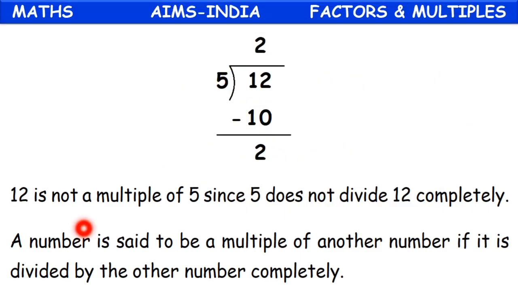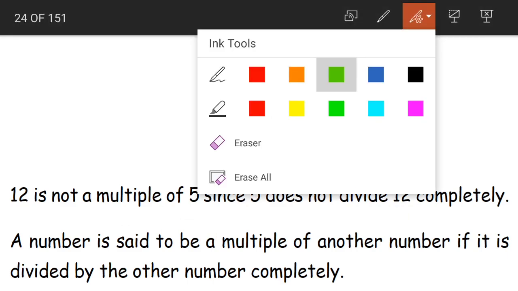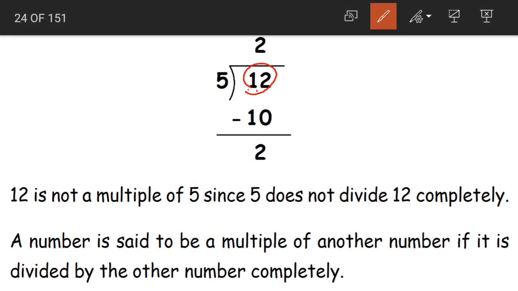A number is said to be a multiple of another number if it is divided by the other number completely. Yes children, if it is divided by the other number completely, that means the remainder should be 0, then only it is said to be a multiple. Now what is a factor? A factor is a number that divides another number completely. The divisor here becomes our factor and the dividend here becomes our multiple.